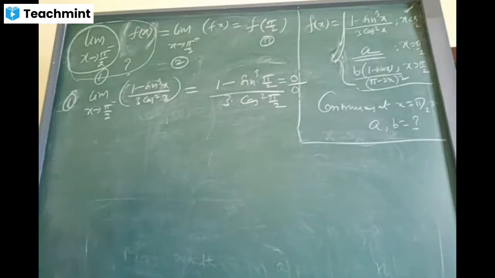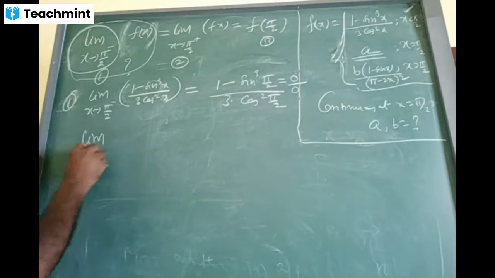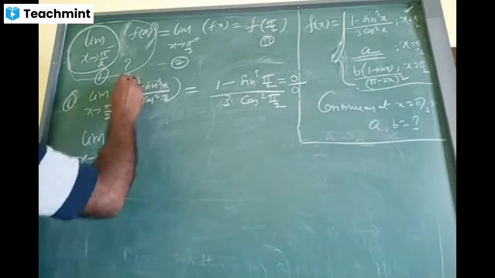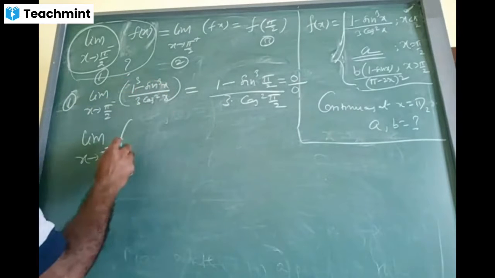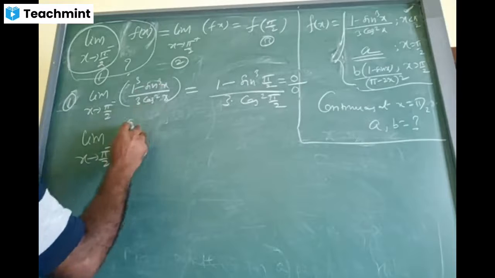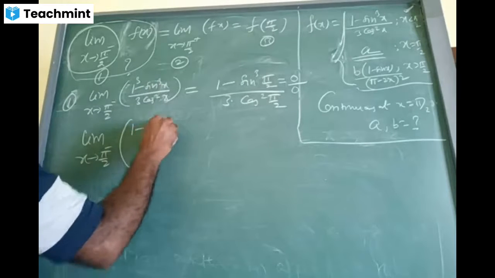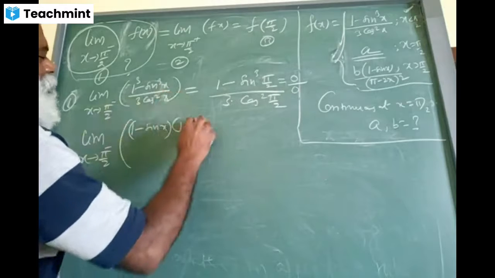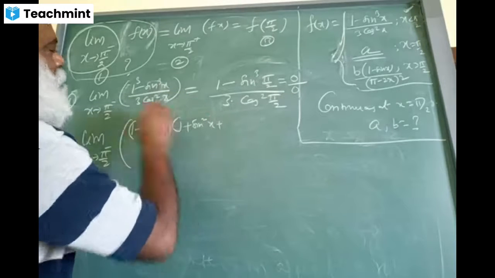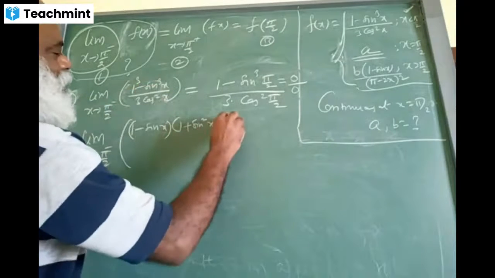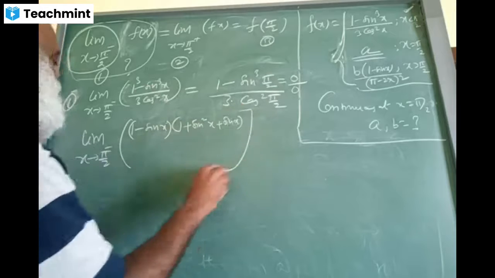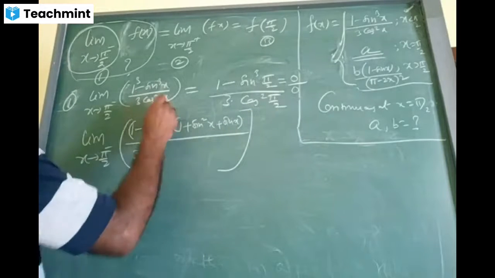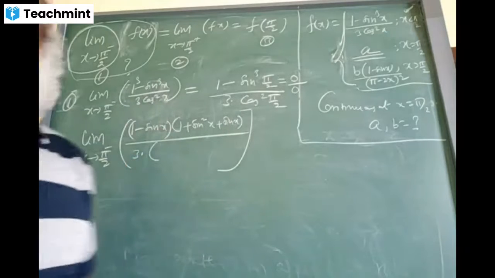Now what Hari said is brilliant. He said x tends to pi by 2, a cube minus b cube, which is a minus b into a square plus b square plus ab. A is 1, b is sin x. So it's sin x. This is your denominator. Numerator now: 3 into cos square x, which is nothing but 1 minus sin square x.